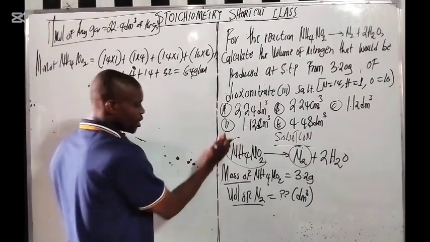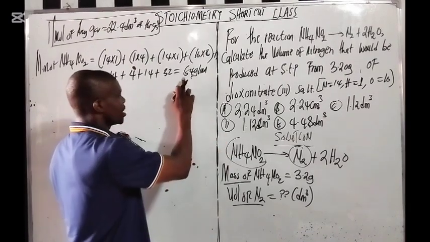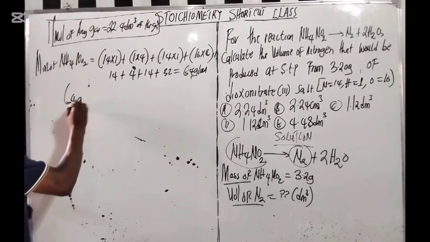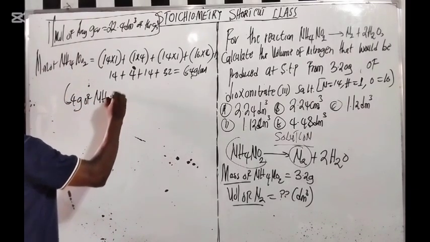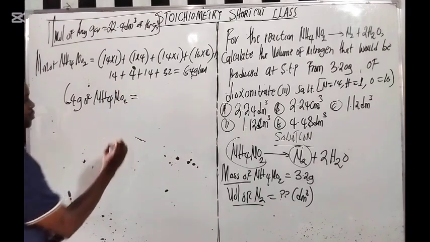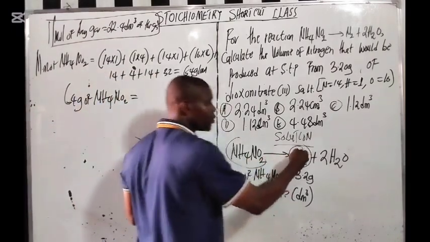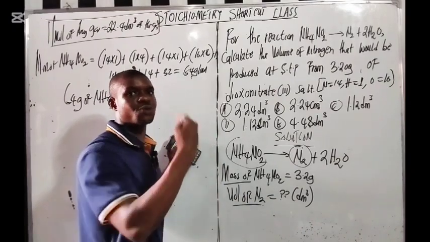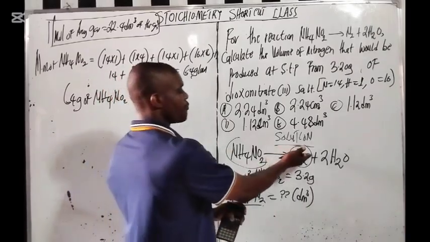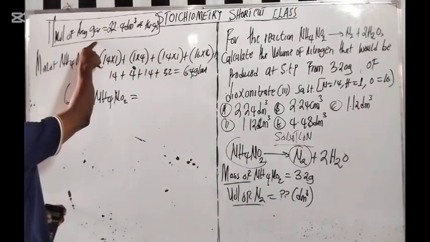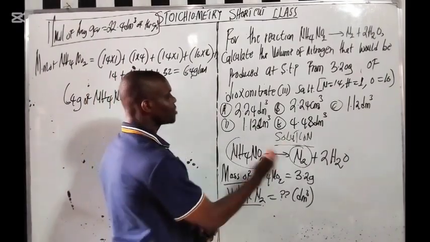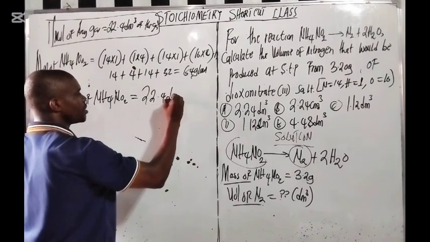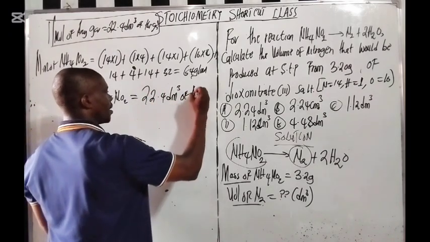Because how many moles do we have here? We have 1 mole. 64 times 1 mole is 64, so that would be 64 grams of NH4NO2 equals to the volume we are calculating for. 1 mole of any gas is equal to 22.4 dm³ of that gas. Because they say volume here, that's going to be 1 times 22.4 dm³ of N2.